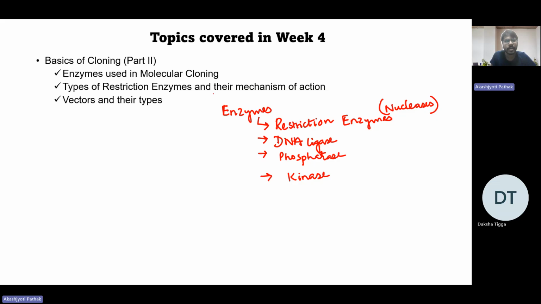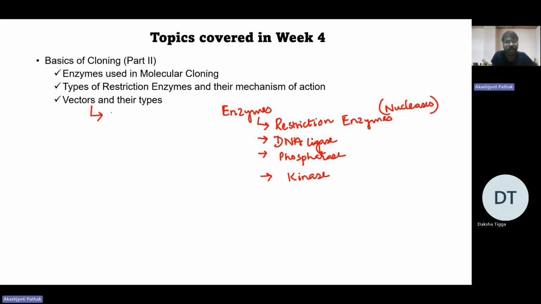Then in restriction enzymes, we learned about the three types of restriction enzymes. How do they differ among themselves? And what is the mode of action of each of these enzymes? And then we learned about the vectors. Different types of vectors are there.